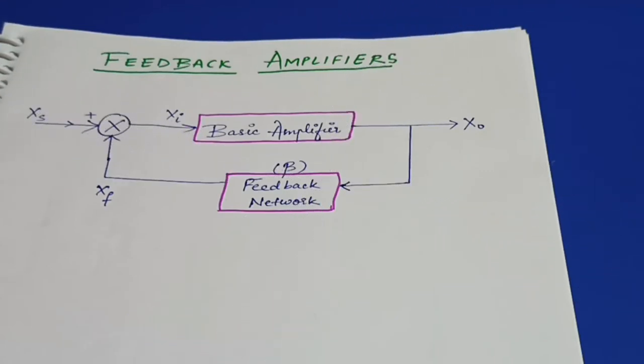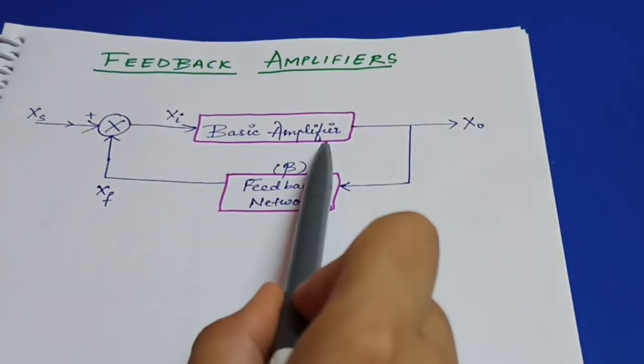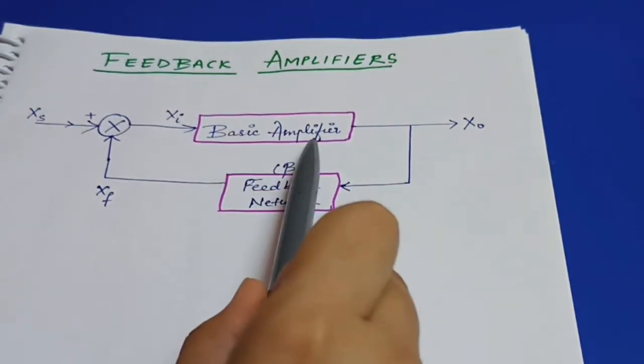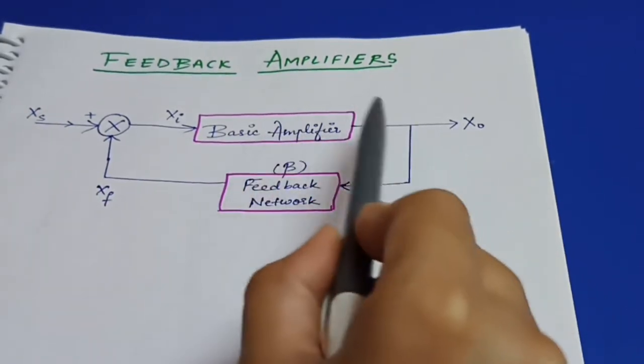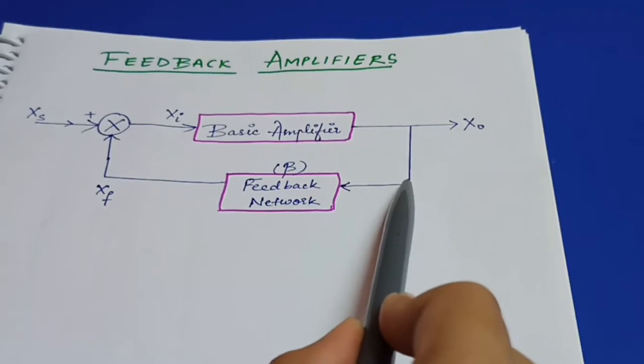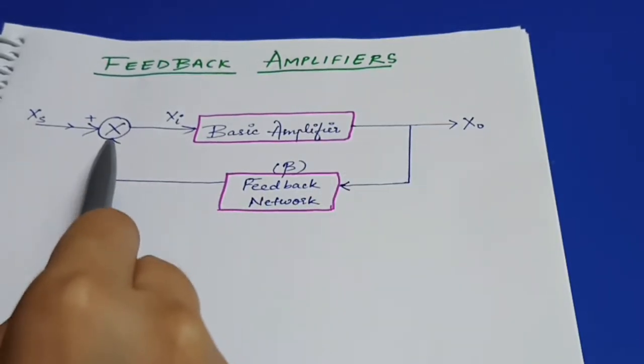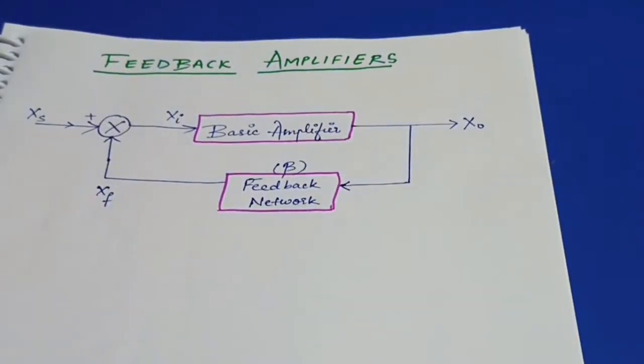So in today's video, we are going to discuss feedback amplifiers. So what is feedback? Feedback is basically mixing a part of the amplifier output with the applied input. Here, as you can see, this is a basic amplifier circuit, and we are just taking a part of the output of this basic amplifier and mixing it with the input signal. So feedback is nothing but mixing a part of amplifier output with the applied input.